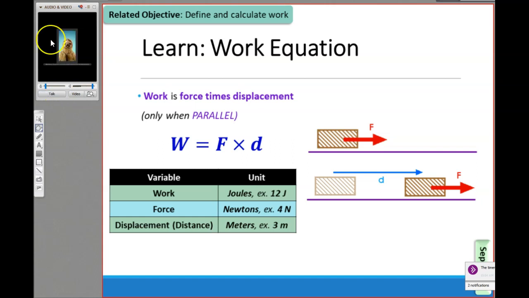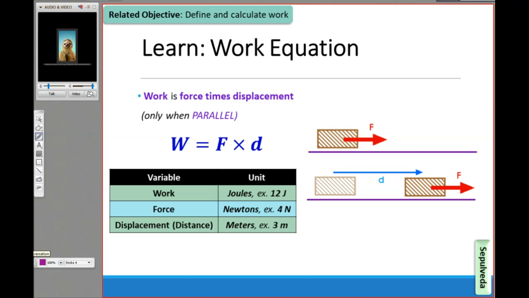Alrighty, so let's look at what a work equation looks like, because obviously in physics, in order to prove it, we're going to prove it mathematically. So work, remember, is force times displacement. And remember what we said is displacement is distance at this point, okay? So with that being said, we are talking about displacement only when they're parallel. There's that word again, parallel. So make sure that you get that in.